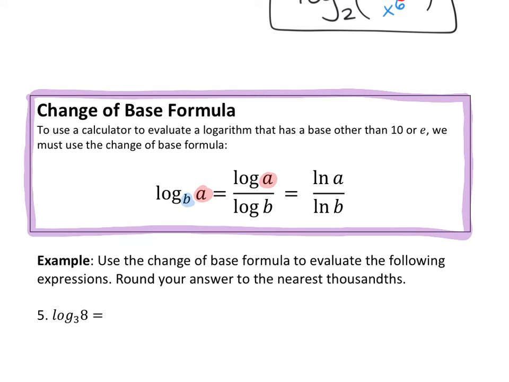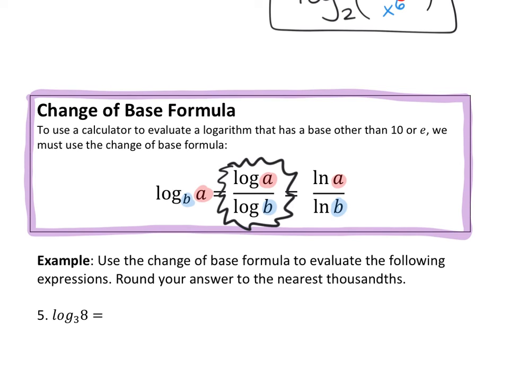Logarithm of a divided by logarithm of b is the same as natural logarithm of a over natural logarithm of b. Basically, I prefer to use this one. So if you want to be like me, this is the one I prefer to use. It is a formula for us to be able to type in logarithms with a different base than 10 or e. This is the only way our calculators can evaluate these logarithms.